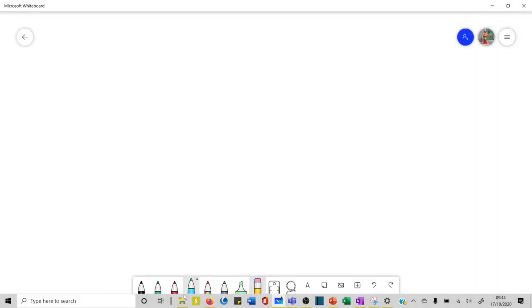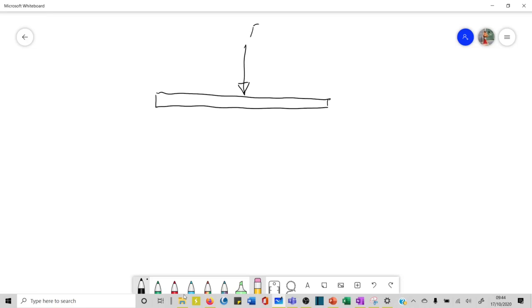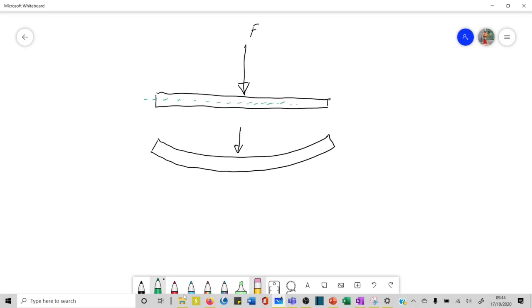So if we take a bar, a beam like this, and we apply a load, a force, in the center, effectively what that beam wants to do, as we know, is go into compression. It's a slightly exaggerated version. So let's put our beam, and you've got a neutral axis through the center of the beam, and that's in equilibrium, it's at 0.